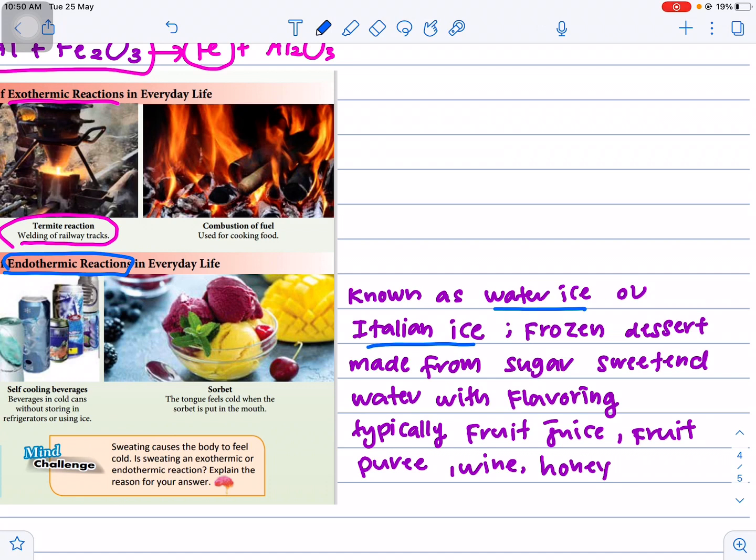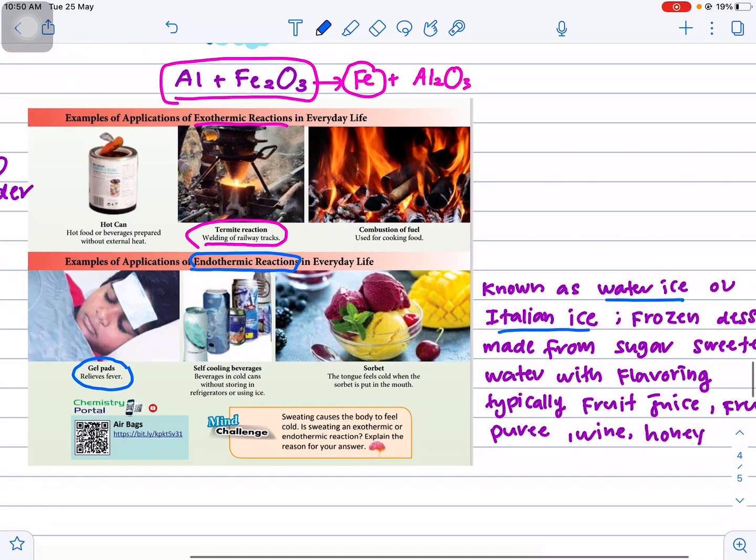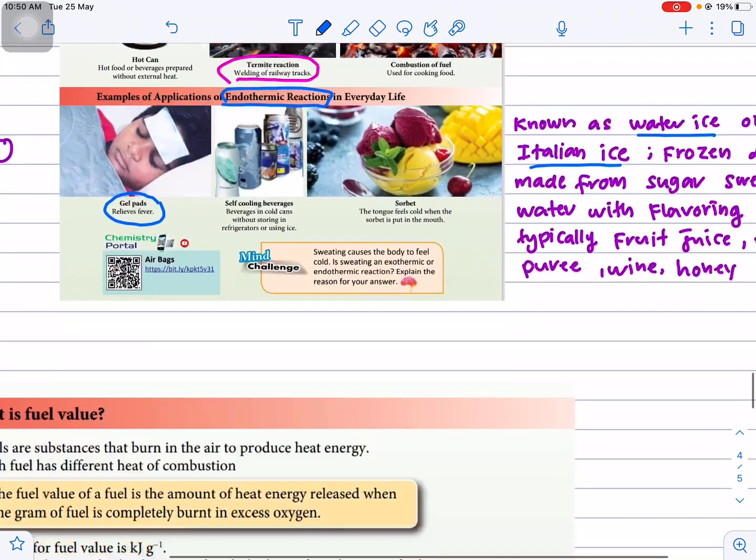So it's very simple. You can have this sorbet at your home. You just need the fruits. You blend the fruits, you put some sugar, and then you put it in your refrigerator. And when you take it out and put it in your mouth, you are going to feel cool. Okay, these are a few examples of exothermic and endothermic reactions in our daily life. You can explore on your own. There are a lot of other examples other than these.